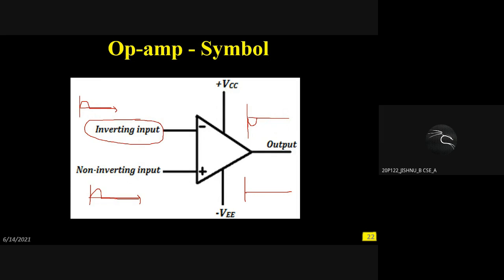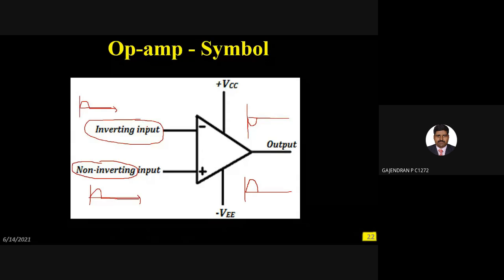Positive. Again, it is non-inverting. Am I right? So the output will also be positive going. That's it. So the non-inverting input will not give any phase shift to the input signal. But whatever the signal at the inverting terminal, this will provide a 180-degree phase shift. Then that will be your output with respect to the inverting input.